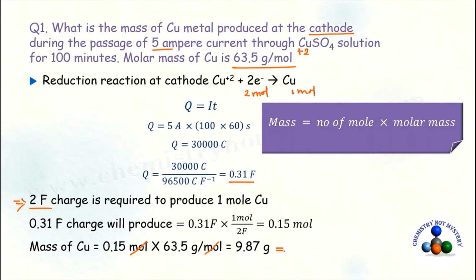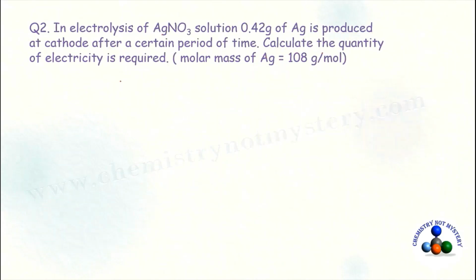This is the answer of our question. That means on passing 5 ampere of current for 100 minutes, 9.87 gram of copper will get deposited at cathode. Now let's try to solve another question based on it. In electrolysis of AgNO3 solution, 0.42 grams of Ag is produced at cathode after a certain period of time. Calculate the quantity of electricity required. Molar mass of Ag is given 108 grams per mole.